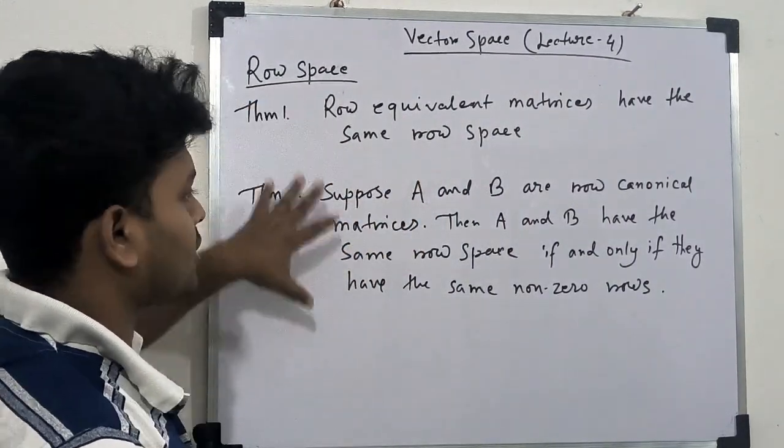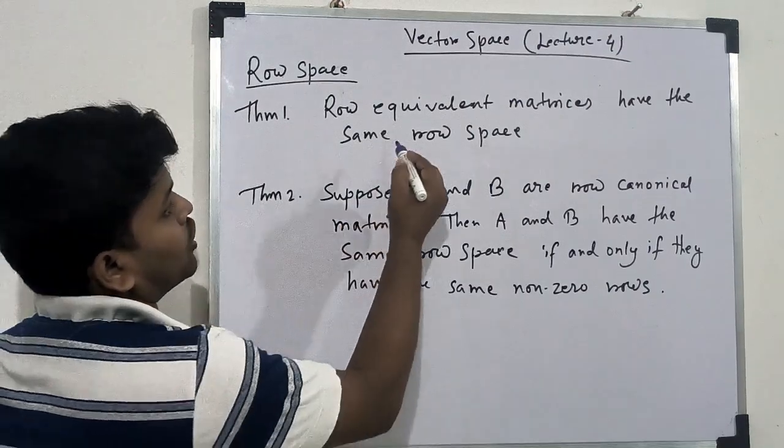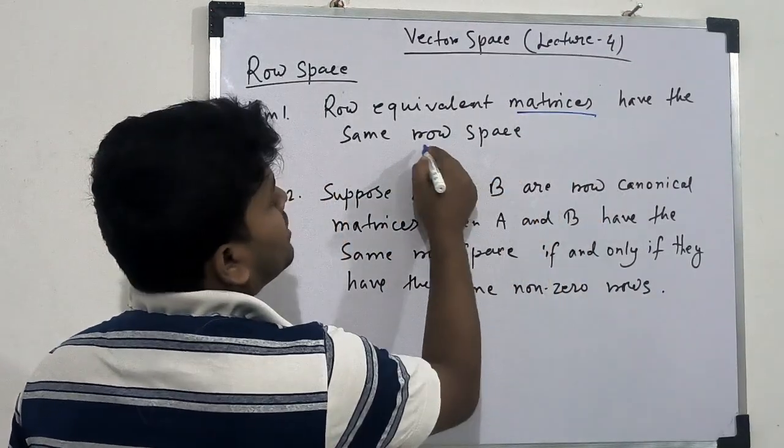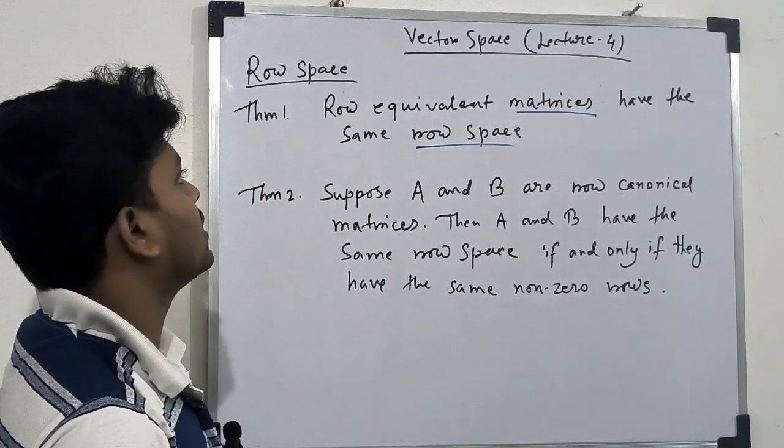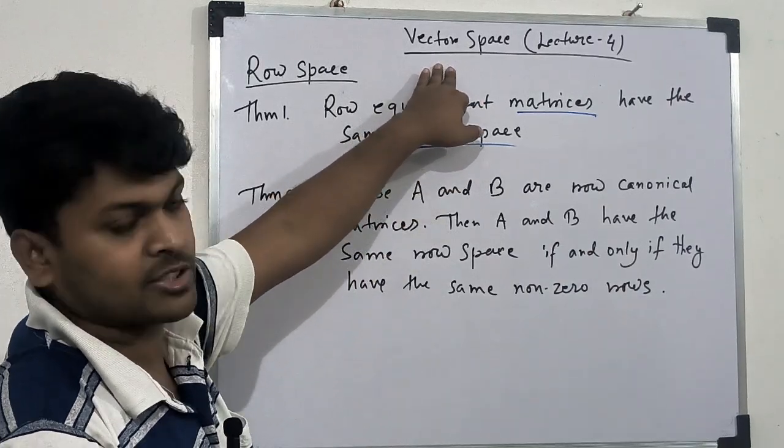So today I will discuss some theorem examples of row space. The first theorem is: row equivalent matrices have the same row space. We have discussed what row space and column space are in the previous lecture. If you didn't watch it, first watch that video.